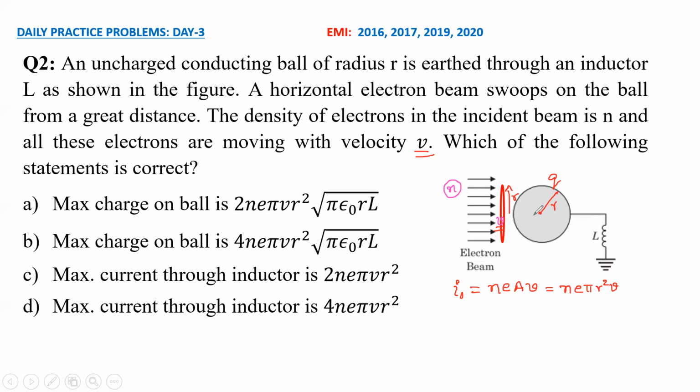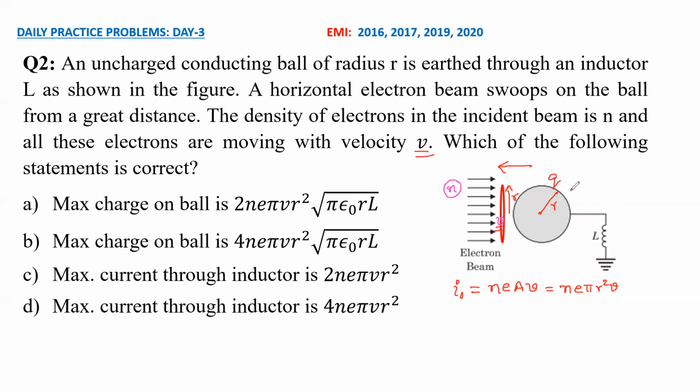So electrons are coming. So here when I write I naught, in fact the current is towards left, not towards right. Why? Because electrons are coming, and those are negative charges. That's why. Please try to understand that. Now let us solve this problem.